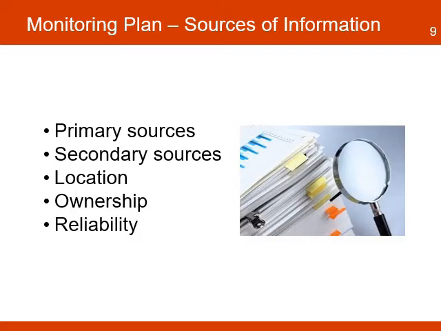The next column describes the sources of information for each indicator. This may include primary sources or secondary sources. It will also include information as to the location of the data, ownership of the information if it's secondary data, and the level of reliability and quality of the data. This information facilitates the data collection process. The project will need to identify the most optimal sources of information that are cost-effective, trustworthy, and easy to collect.